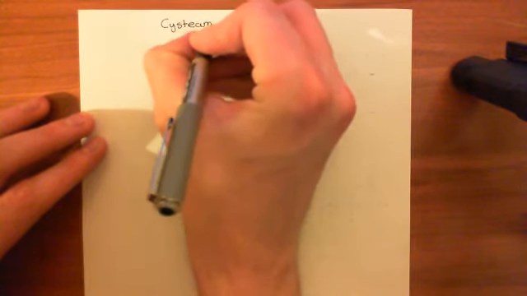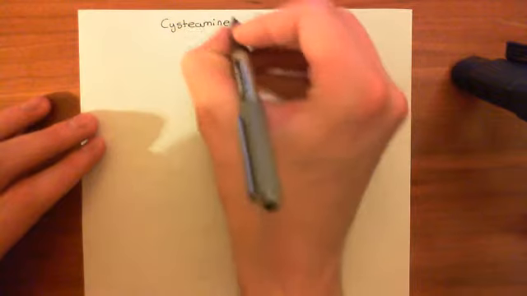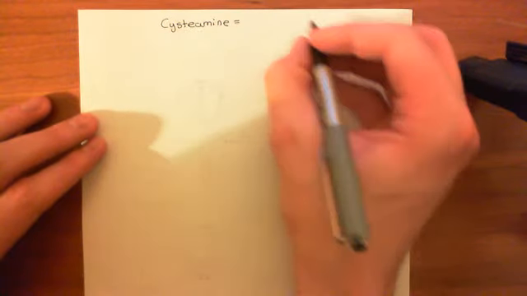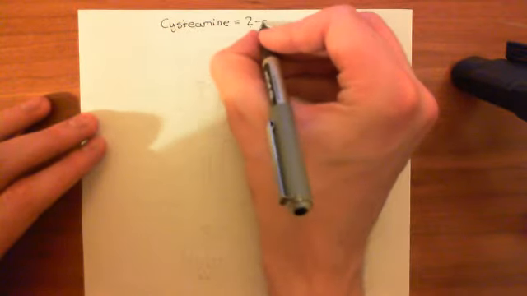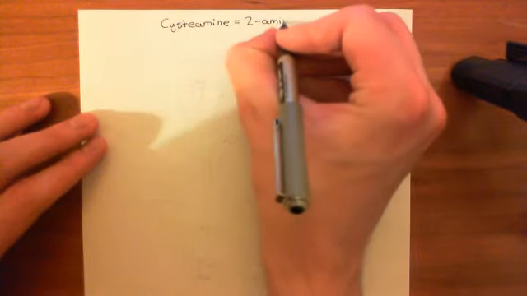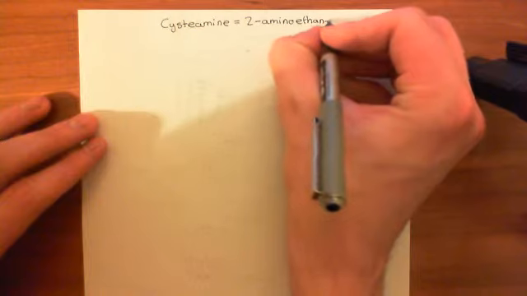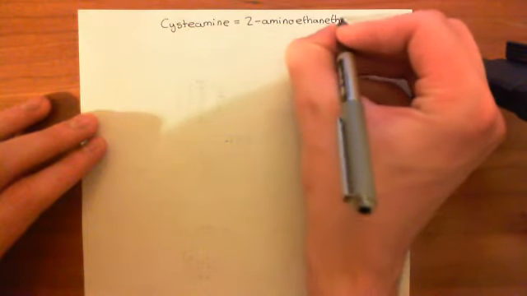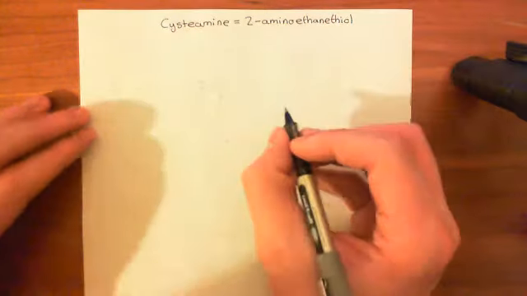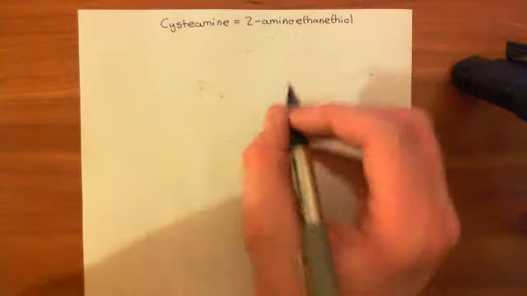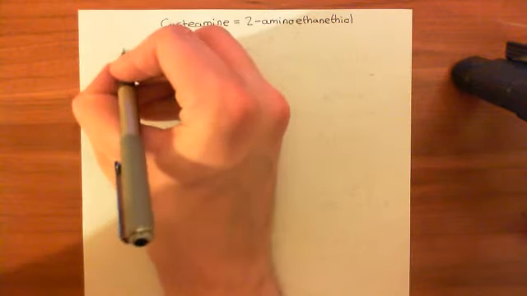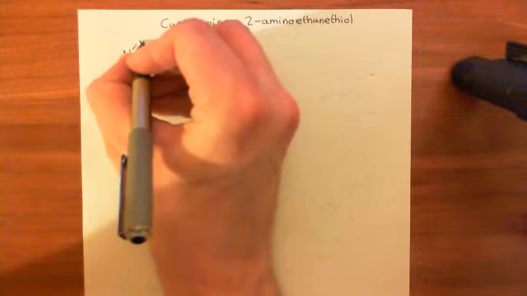And the proper chemist name for cysteamine is 2-amino-ethane-thiol. I'll show you exactly why it's called that in a moment. Okay, right. So why is it called cysteamine to start with? Well, basically it's called cysteamine because it's based on the amino acid cysteine.